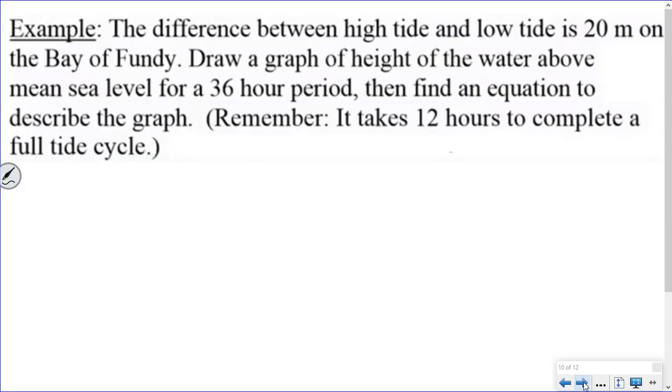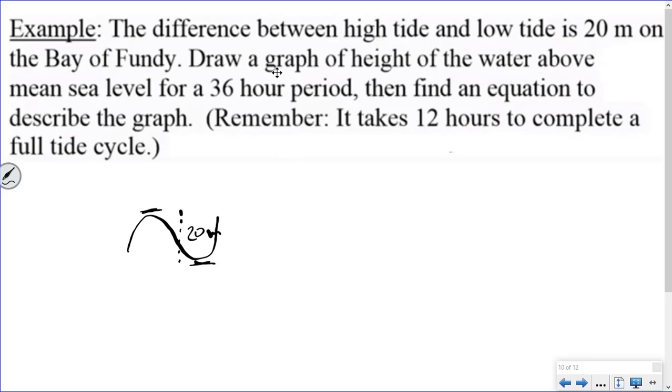Okay, so let's take a look at one of these questions and then we'll call it a day. The difference between high tide and low tide is 20 meters in the Bay of Fundy. So it's not necessarily telling us what the height of the tide is going to be. All it's telling us is that the difference between them is 20 meters. So if we think about the shape of my sinusoidal axis, what that's telling me is that from the highest point of my graph to the lowest point of my graph, that height is 20 meters.